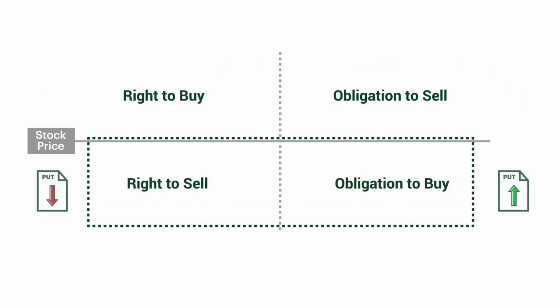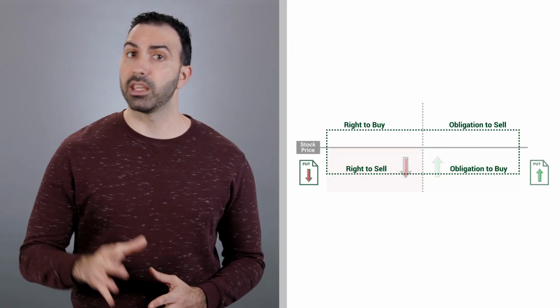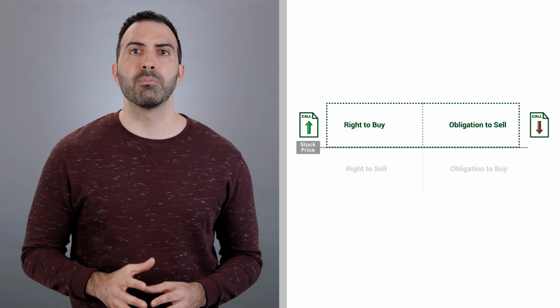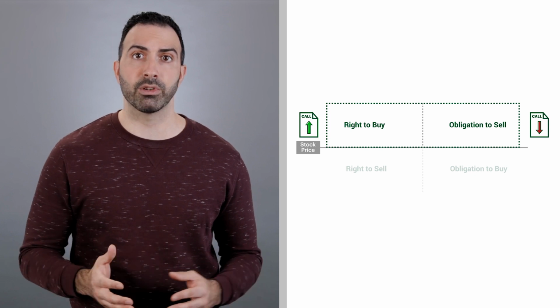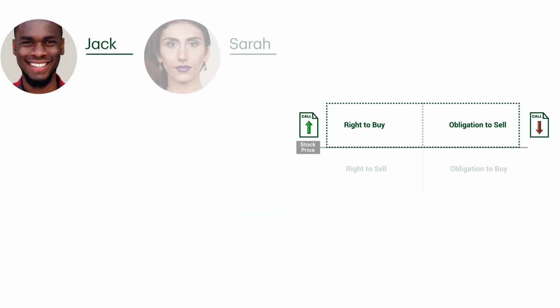Puts work in the exact opposite way. A contract provides the buyer the right or choice to sell 100 shares of the underlying stock at the strike price on or before the expiration date. The seller of the option is obligated to buy 100 shares of the stock at the strike price on or before the expiration date. In our example, a call option best fits the contract that Jack and Sarah created based on their expectations of how the stock will perform.